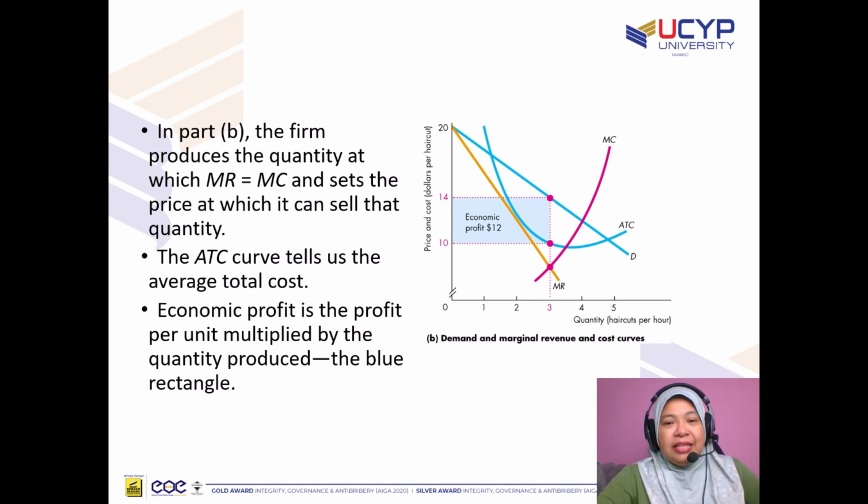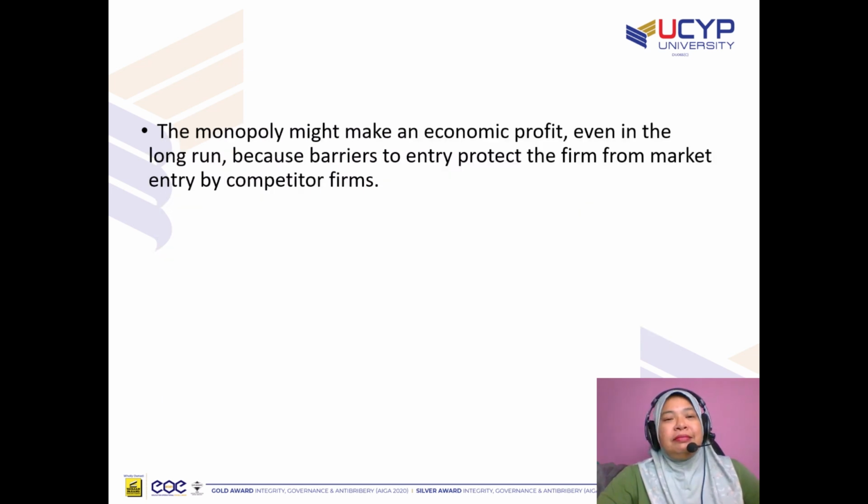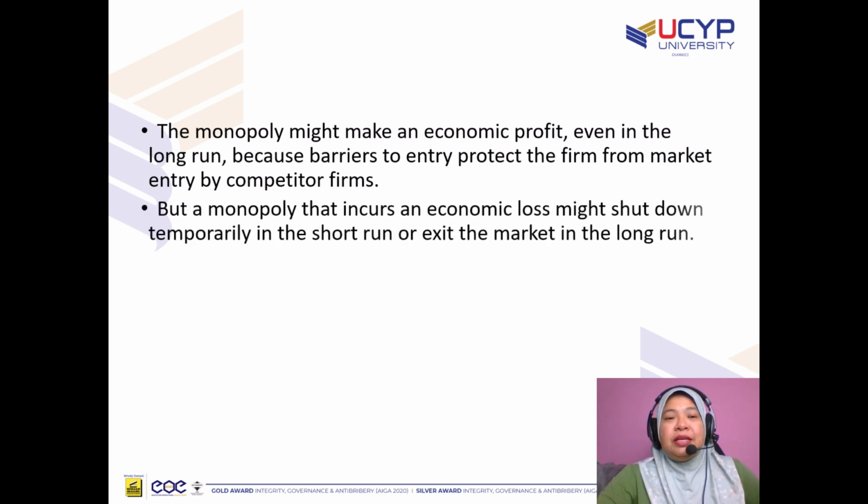Economic profit is the profit per unit multiplied by the quantity produced, the blue rectangle. The monopoly might make an economic profit even in the long run because barriers to entry protect the firm from market entry by competitor firms.